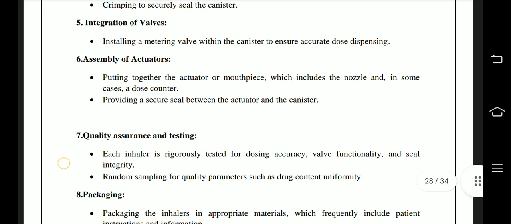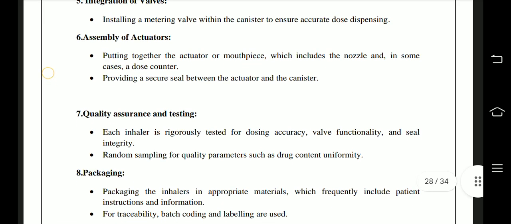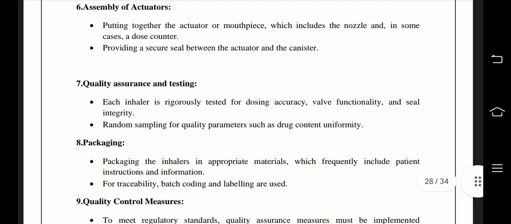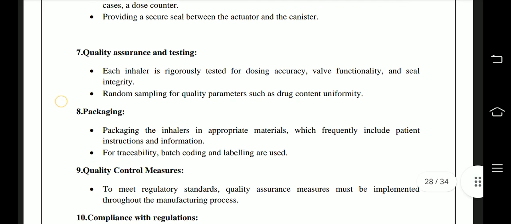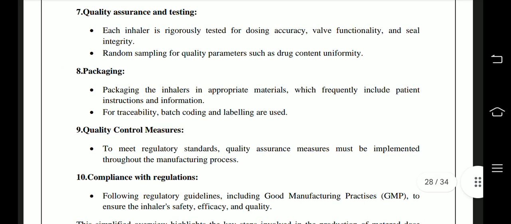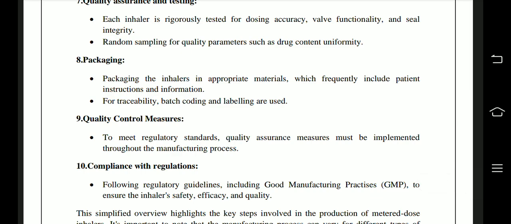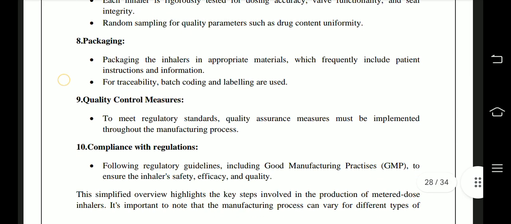Assembly of actuators. Putting together the actuator or mouthpiece, which includes the nozzle and in some cases a dose counter, providing a secure seal between the actuator and the canister. Quality assurance and testing. Each inhaler is rigorously tested for dosing accuracy, valve functionality, and seal integrity. Random sampling for quality parameters such as drug content uniformity.